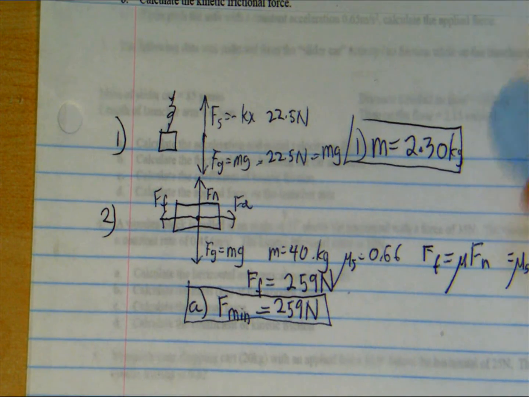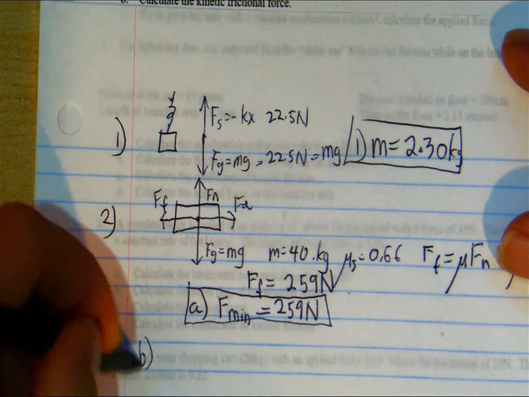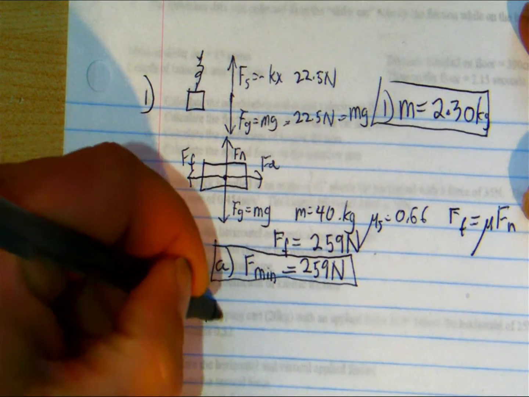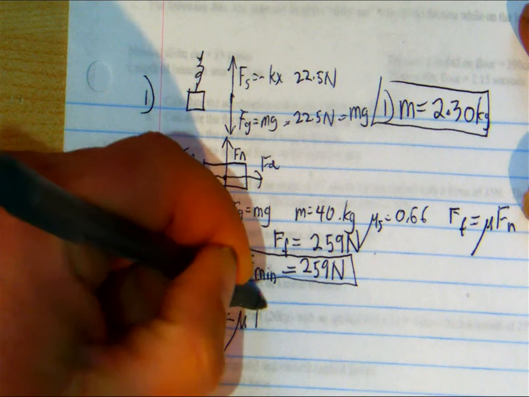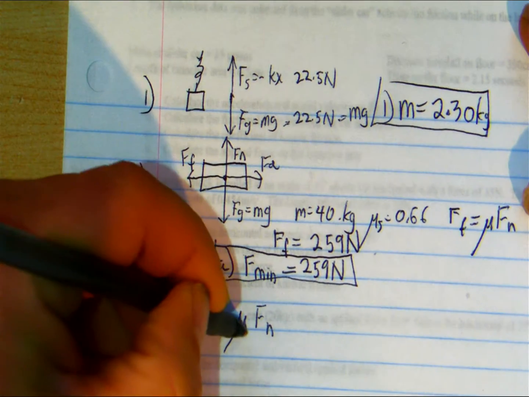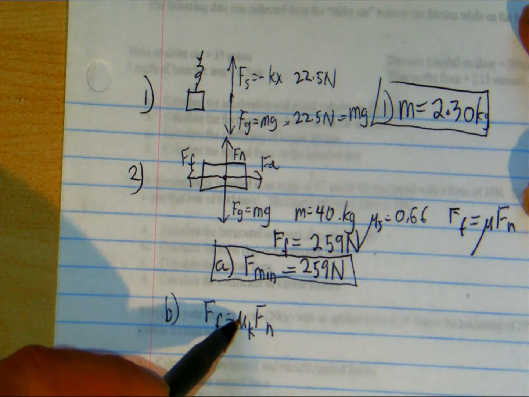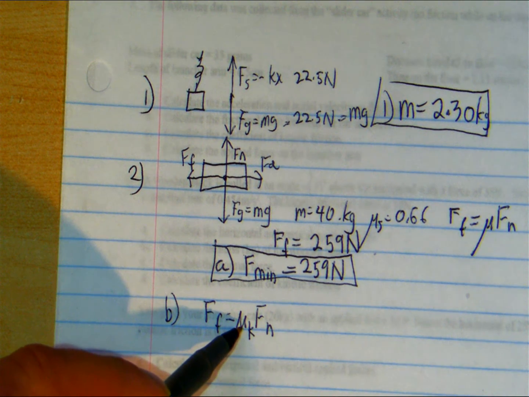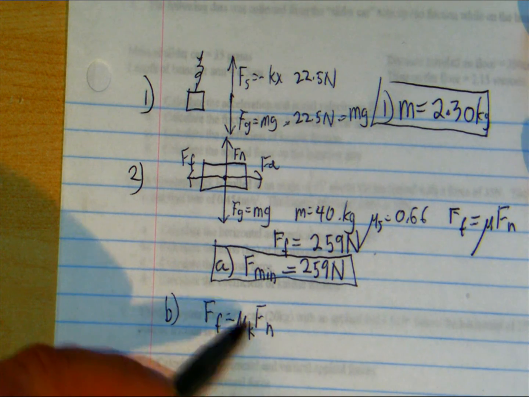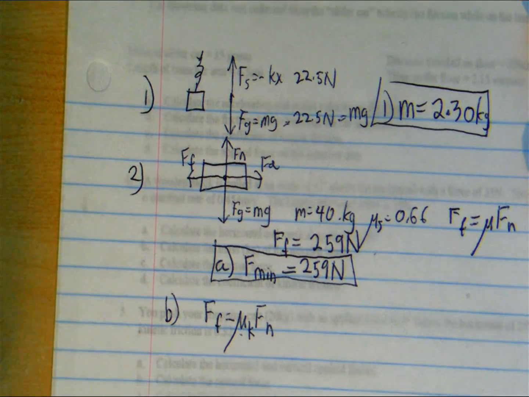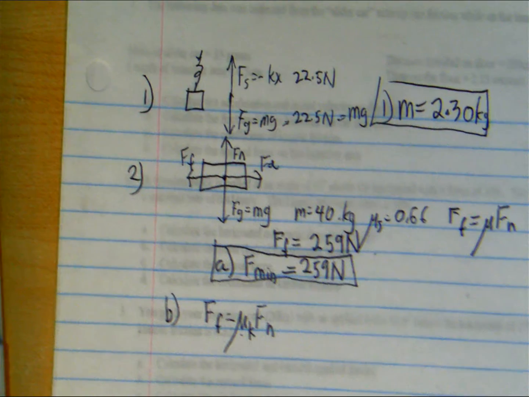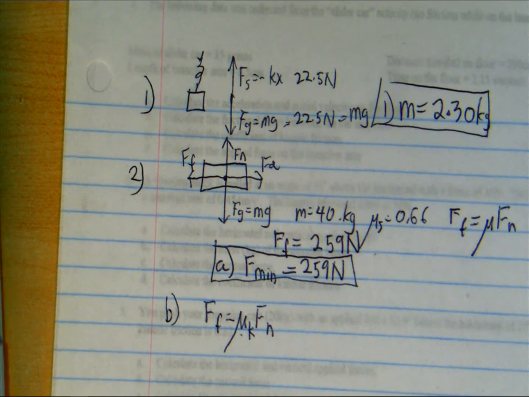Part B, calculate the kinetic frictional force. Well, the force of friction is equal to the coefficient of friction times the normal force. What's different in this situation is that we substitute the coefficient of kinetic friction for the coefficient of static friction. Static means it's not moving. Kinetic means now it is moving, and it is quite typical. Kinetic friction is less than static friction. So now into my calculator, I type 0.24 times 40 times 9.80 meters per second squared.